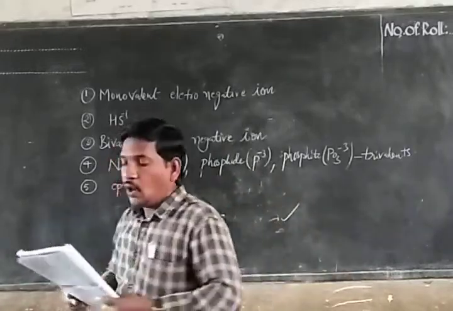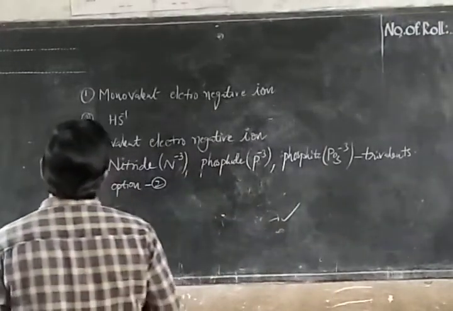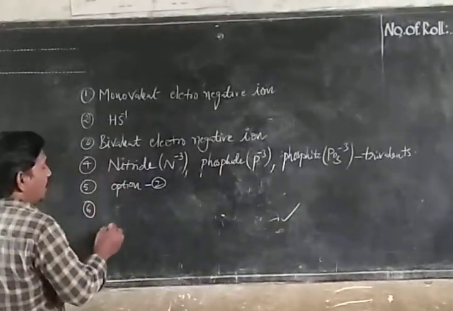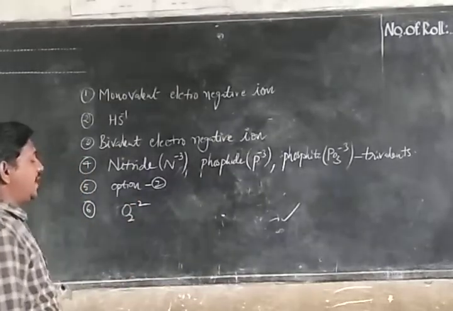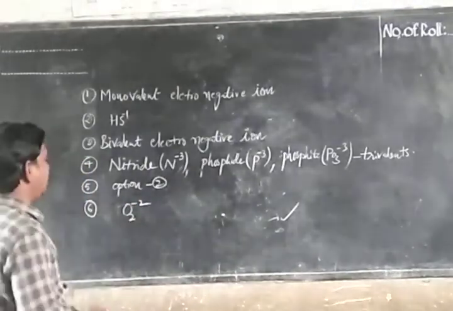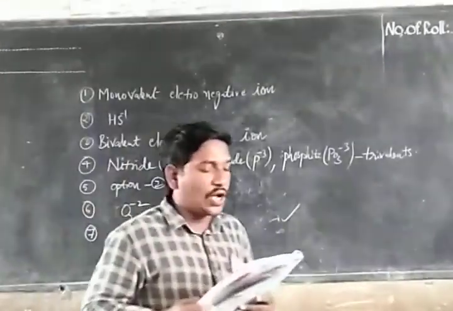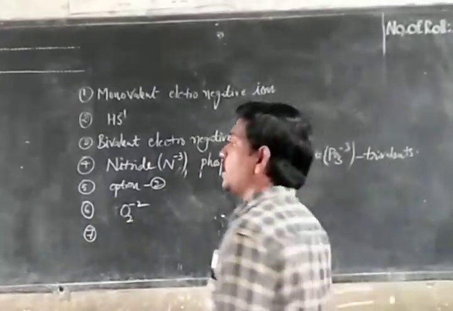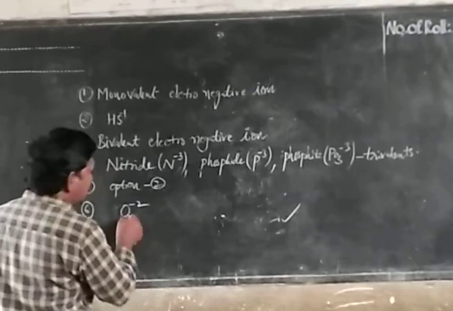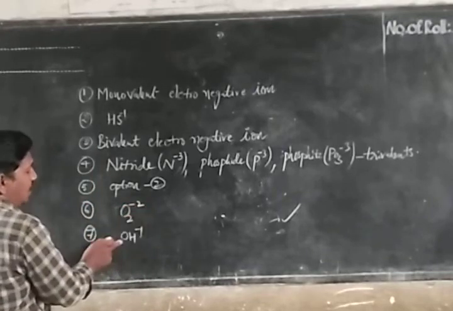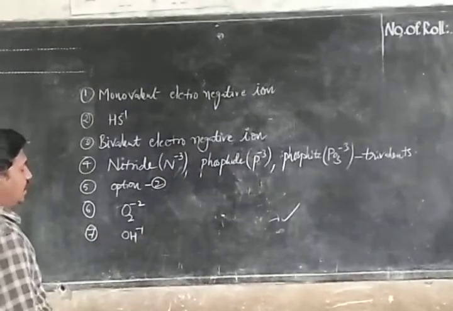Okay. What is the formula of peroxide? Peroxide means O2 minus 2. And what is the formula of hydroxide? Hydroxide is OH minus 1. This is peroxide, O2 minus 2, and hydroxide, OH minus 1. Understand?